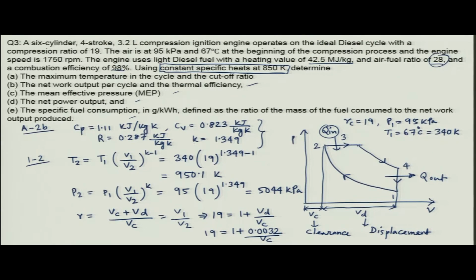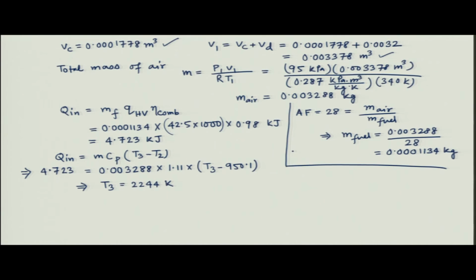So, cut-off ratio is basically V3 upon V2, right. So, I can write cut-off ratio is V3 upon V2, which can be written as T3 upon T2, right, because it is a constant pressure process. So, well, volume is proportional to the temperature. Okay. So, pressure is basically constant between 2 and 3.